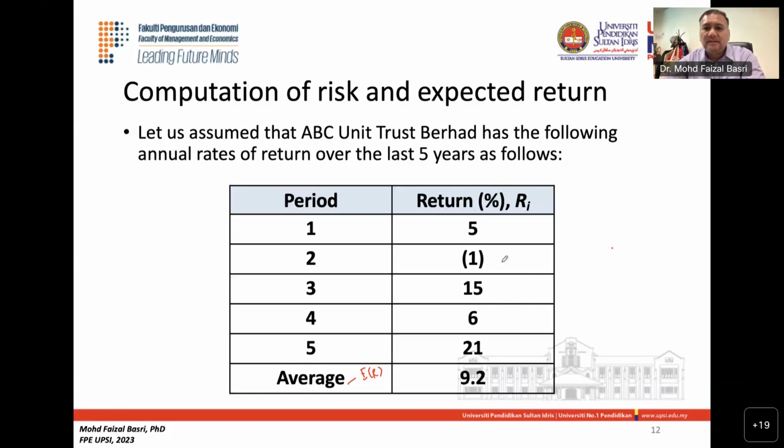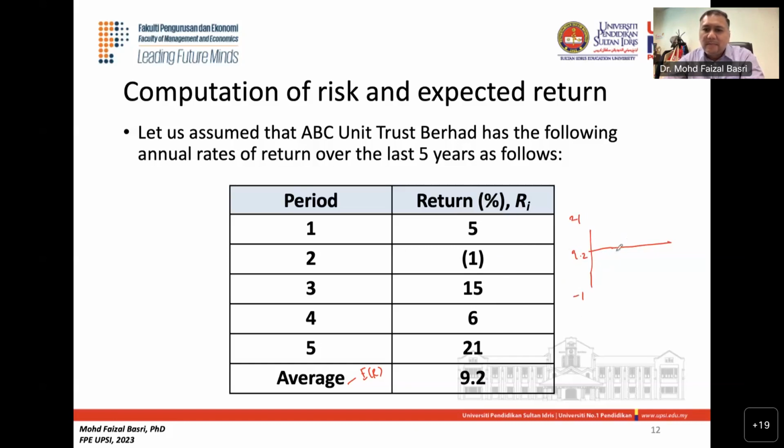Okay, because it fluctuates quite high, right? Fluctuates quite high. If the average is 9.2, you can see it goes as high as 21, and as low as -1 down here.